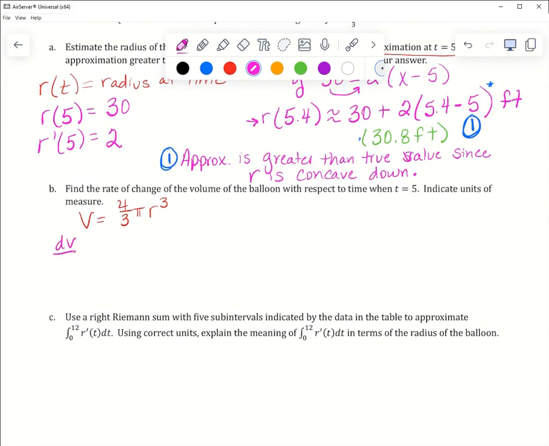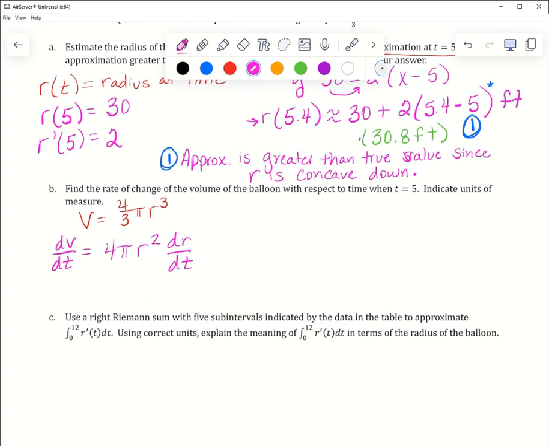So it says find the rate of change of the volume of the balloon. So dV/dt, I'm going to take the derivative with respect to time. When I bring that 3 to the front, I'm going to go ahead and reduce as I go. It makes my number smaller. r squared dr/dt. You've got to remember that dr/dt.